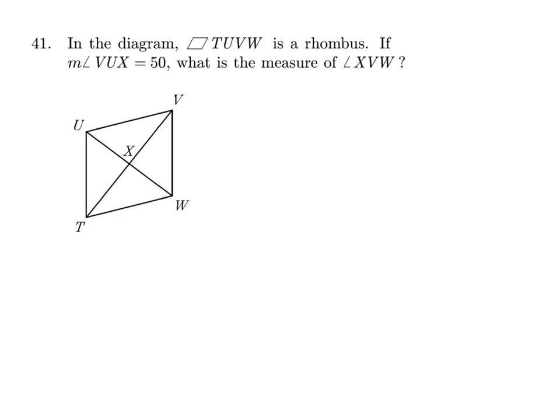All right, in the diagram, they tell you that this is a parallelogram, TUVW, and they more specifically tell you that it's a rhombus. So I know all the sides are the same. All right, if VUX, this angle here, is 50 degrees, what is the measure of XVW?